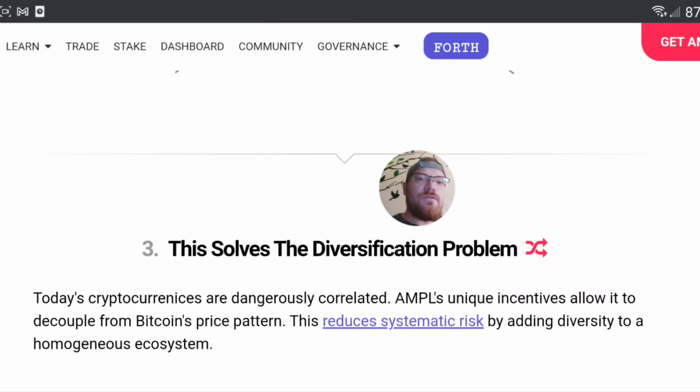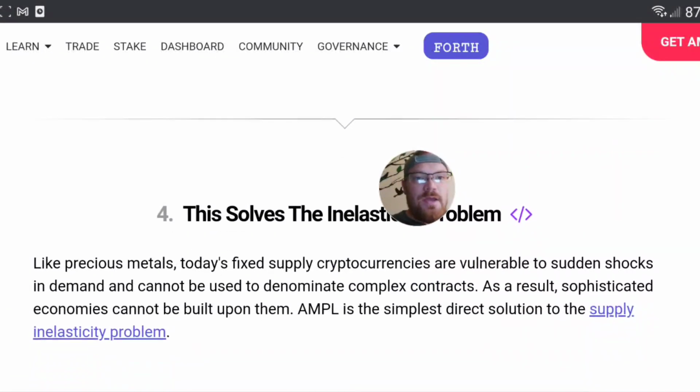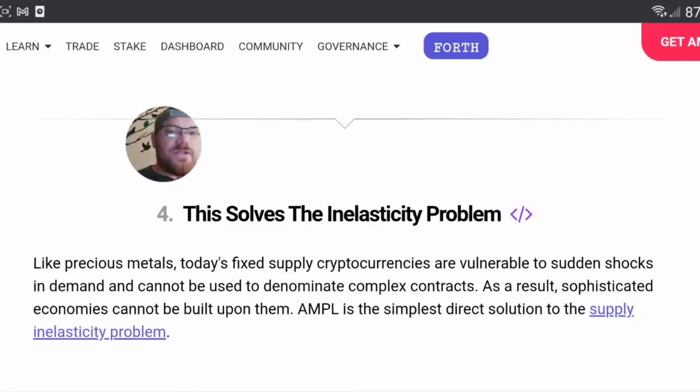Awesome stuff. This solves the diversification problem. Today's cryptocurrencies are dangerously correlated. True. AMPL's unique incentives allow it to decouple from Bitcoin's price pattern. This reduces systematic risk by adding diversity to a homogeneous ecosystem. This solves the inelasticity problem. Like precious metals, today's fixed supply cryptocurrencies are vulnerable to sudden shocks in demand and cannot be used to denominate complex contracts. As a result, sophisticated economies cannot be built upon them. AMPL is the simplest direct solution to the supply inelasticity problem.